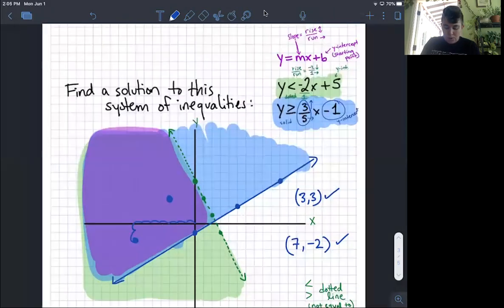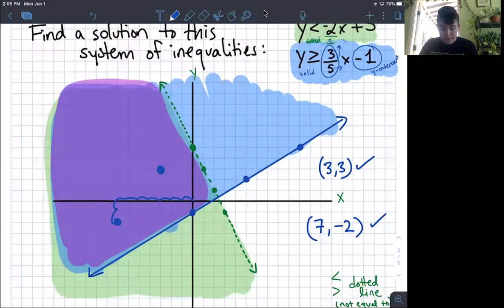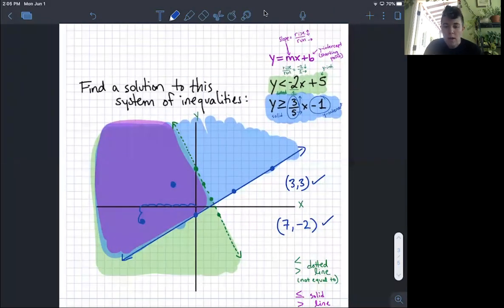Okay, so y'all, that is it. That is graphing a system of inequalities, and I believe that you should be good to go.